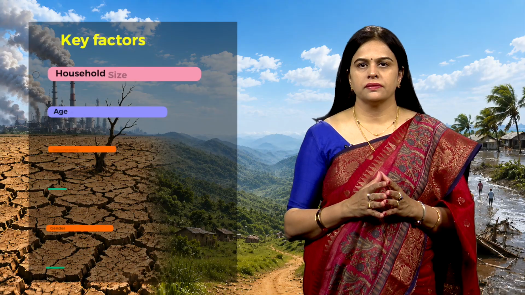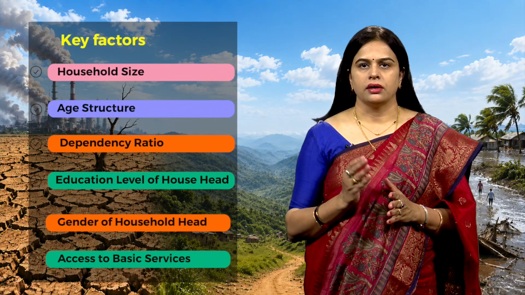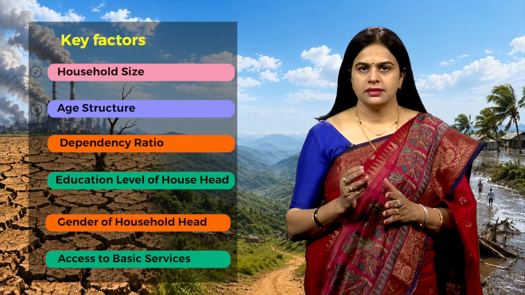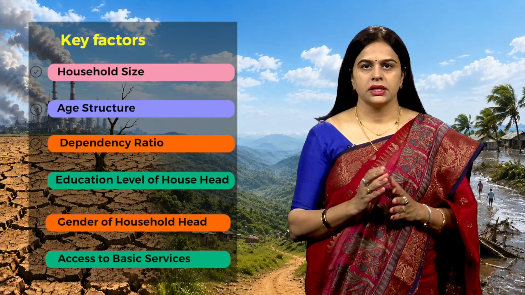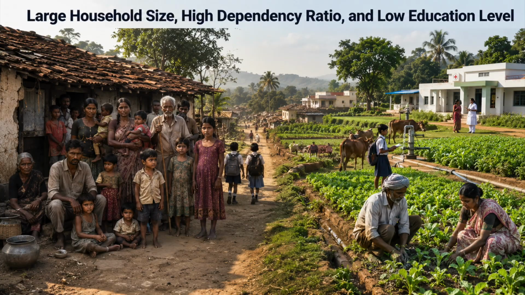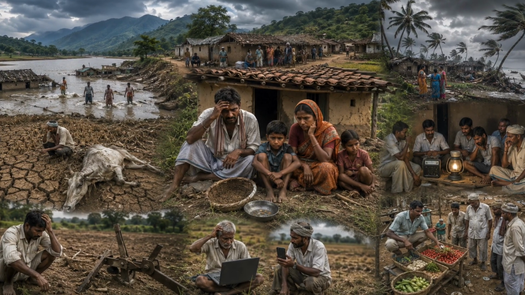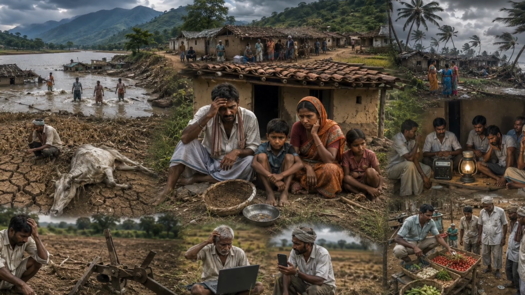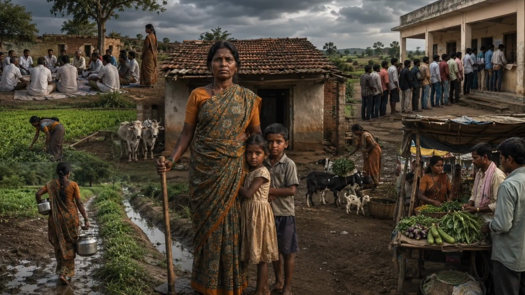What are the key factors of this? The key factors include household size, age structure, dependency ratio, education level of the household head, gender of the household head, access to basic services. Large size households, high dependency ratio and low level of education are usually susceptible because they have less ability to earn income, use new technologies or recoil swiftly from shocks. Students, there might be extra limitations for female headed households based on economic, cultural or institutional factors.